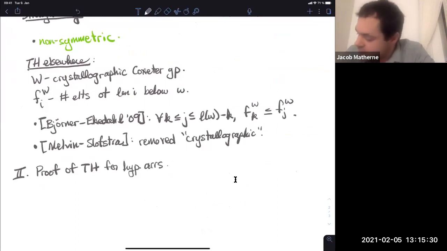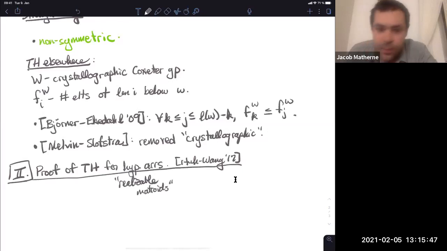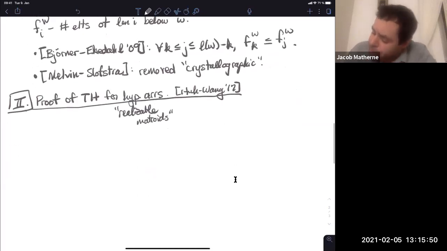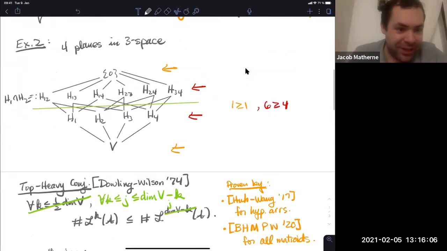Okay. So again, this is due to Huh and Wang. So hyperplane arrangements, when I talk about matroids, these are what are called realizable matroids. Okay. So I have this vector space V that I started with that my hyperplanes live inside. So the numbers don't increase to the middle and then decrease. They increase to somewhere and then decrease.